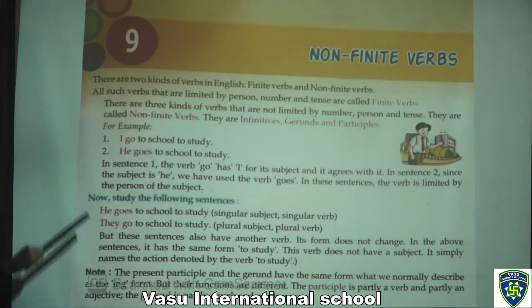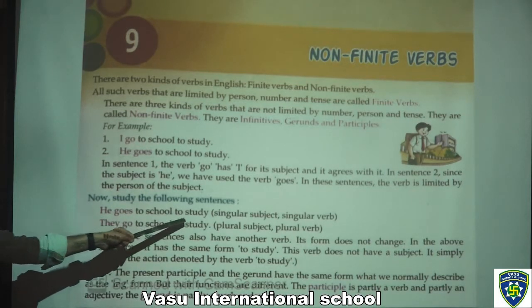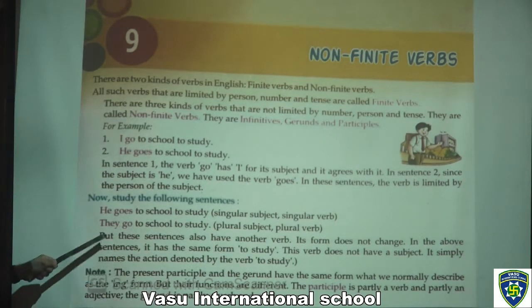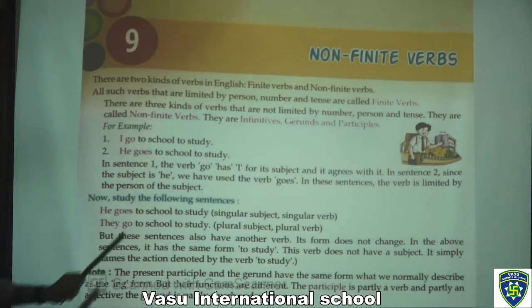Now study the following sentences. This is the formation we can see. He goes to school to study, a singular subject and a singular verb. They go to school to study, so that is a plural subject and a plural verb. But these sentences also have another verb whose form does not change. In the above sentences it has the same form, to study. This verb does not have a subject; it simply names the action denoted by the verb to study.